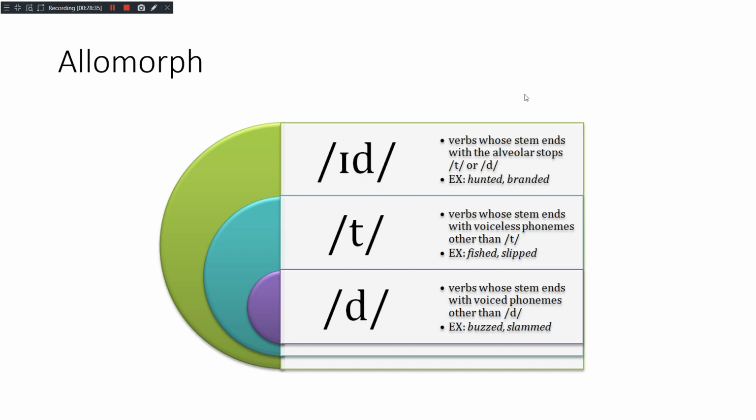If the verb stem ends with t or d, the ed is realized as id. For example, hunted, branded. It is ed, but it's pronounced as id. So it's one of the allomorphs, or one of the realizations of ed.